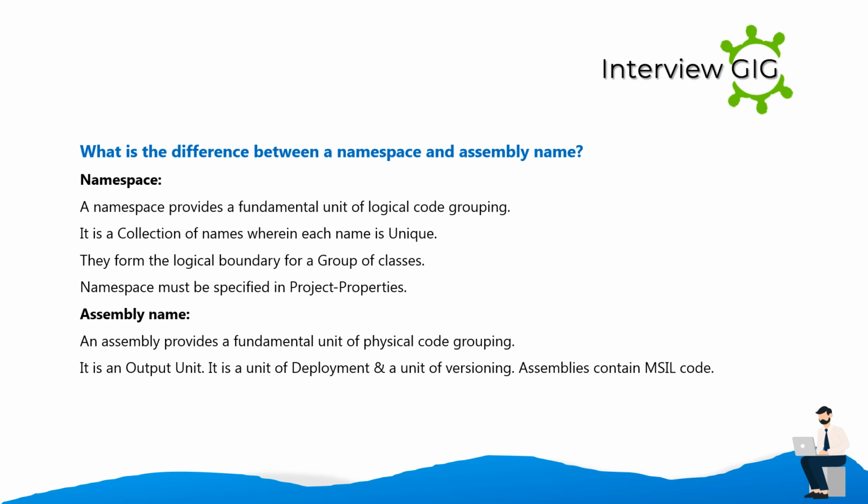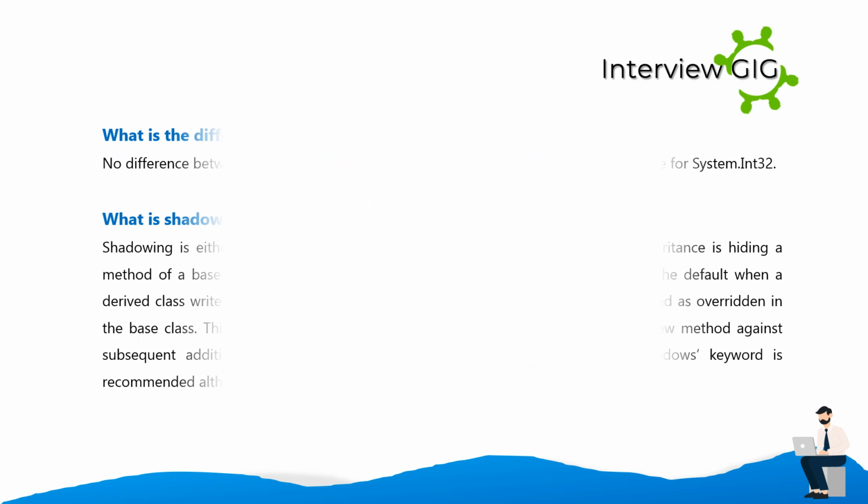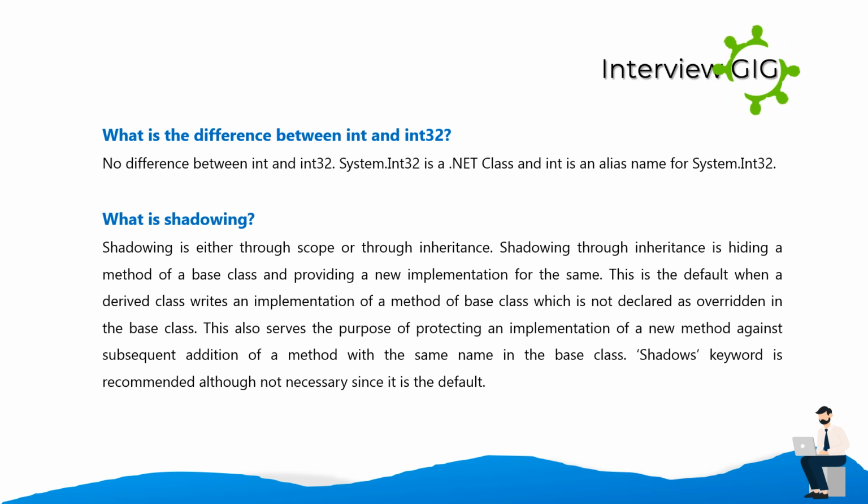Assemblies contain MSIL code. What is the difference between int and Int32? No difference between int and Int32. System.Int32 is a .NET class and int is an alias name for System.Int32.